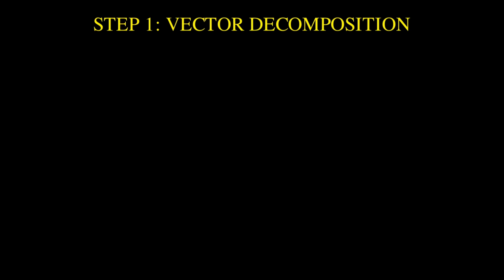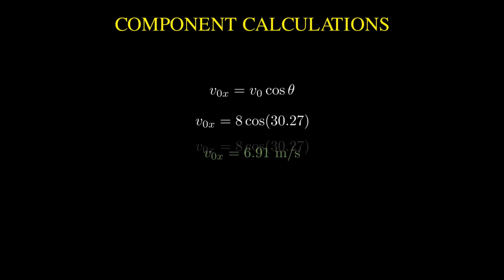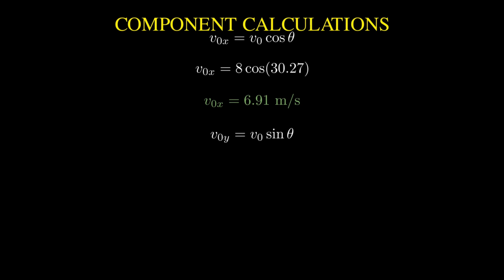Let's decompose the vectors. So first we have a velocity initial and we decompose that into y and x directions. Therefore, we get an x initial velocity of 6.91 and we also get a y initial velocity by using the sine function instead and get 4.03 meters per second.